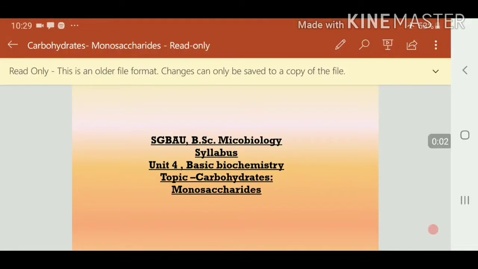Hello friends, today let us see the basic structure of carbohydrates, particularly monosaccharides. This is part of basic biochemistry, unit 4 of the microbiology syllabus of our university.